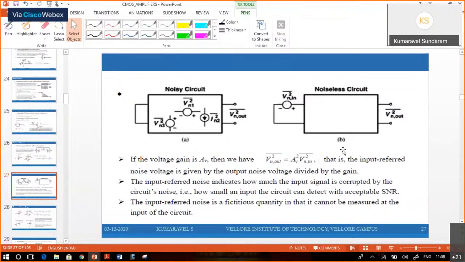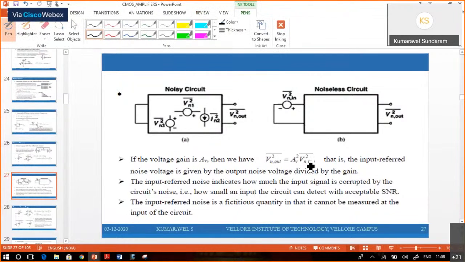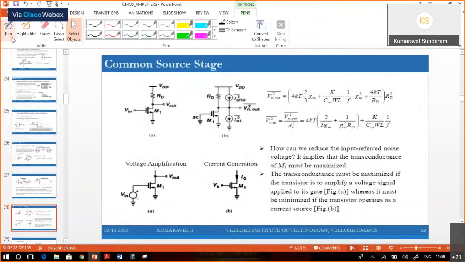So we need to calculate the input referred noise. For the biomedical amplifier, the input referred noise voltage should be very, very minimum. How can we calculate the input referred noise voltage? Vn square equals Vn out square divided by AV square. If you observe a common source amplifier, you find that Vn square bar is inversely proportional to 1 by Gm.